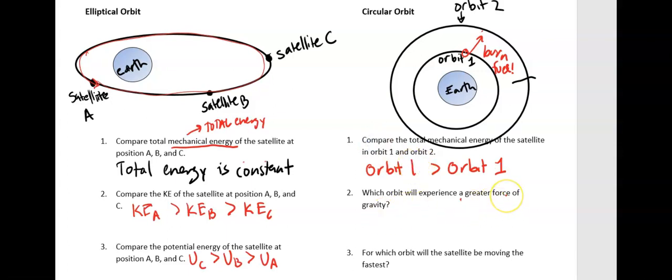Which orbit will experience greater force of gravity? We know our equation for force of gravity, sorry about the bad writing, is G m1 m2 over r squared. That is our force of gravity equation. If G and the two masses stay the same, r is the only thing that matters. The closer you are, the more force you'll experience. So we'll say orbit 1 will have a greater force than orbit 2.